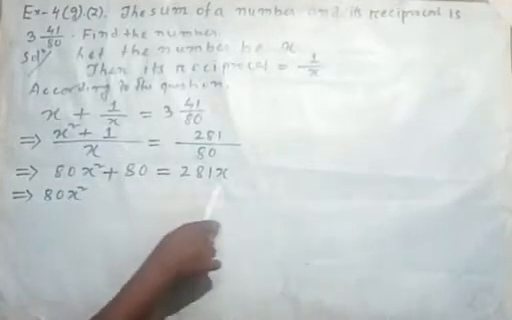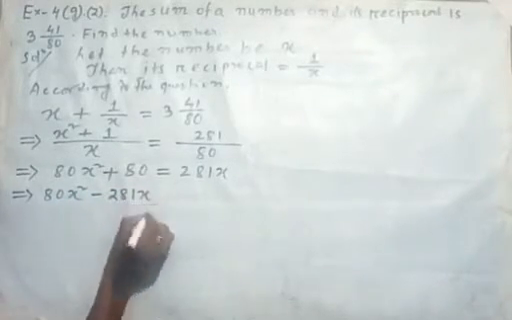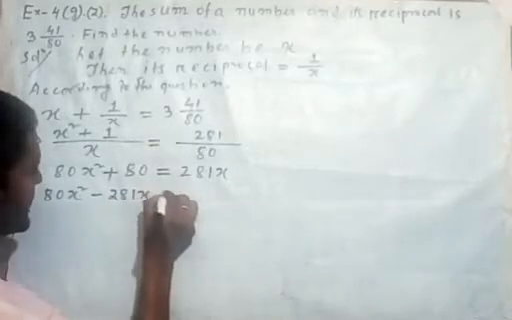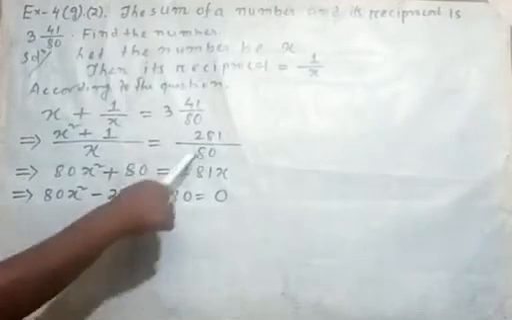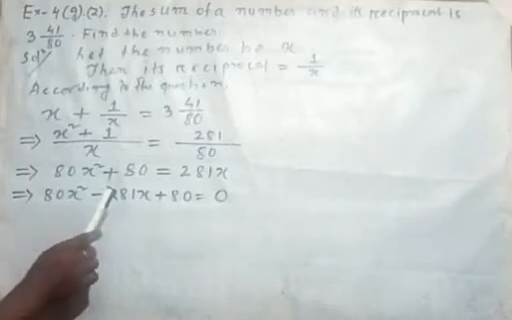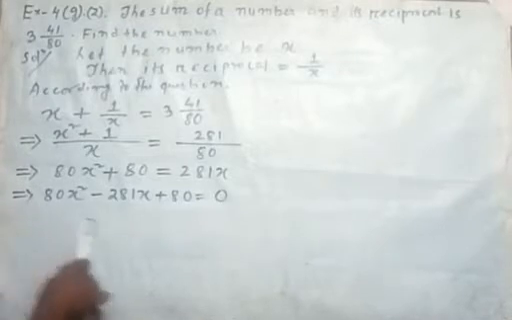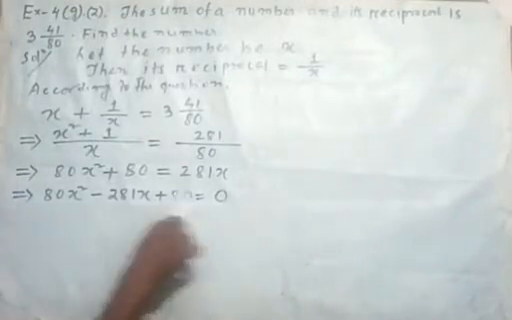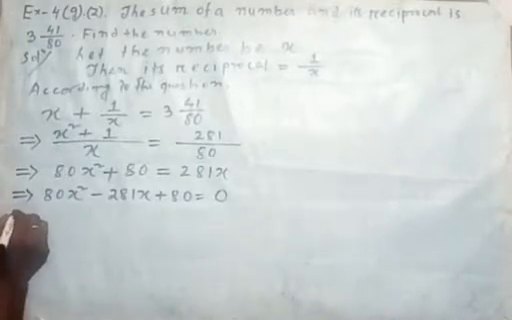This implies 80x square is 80x square. Then plus 281x, changing the side, coming to the left side, it will be minus 281x. Then plus 80 is plus 80. This is equal to 0, since we have taken 281x to the left side of the equation. Then we have to think about this quadratic equation, ax square plus bx plus c equal to 0. In this quadratic equation we can use the factorization method.